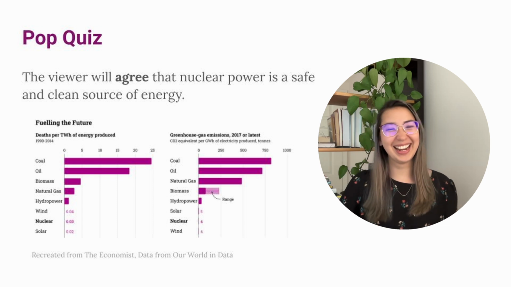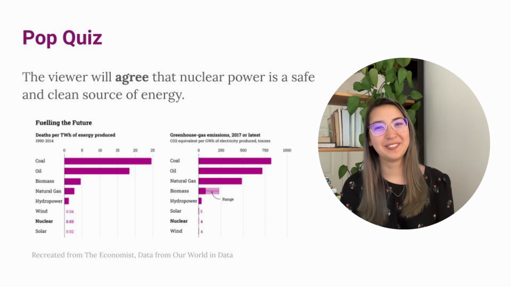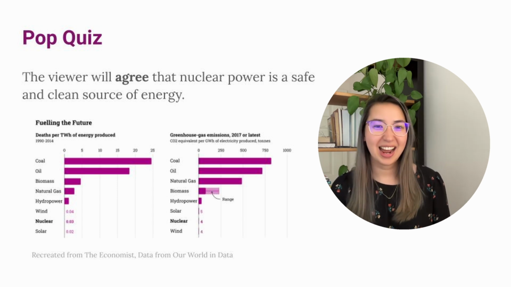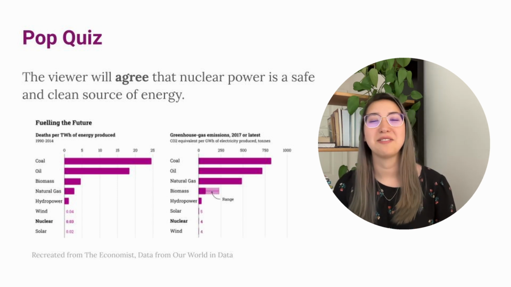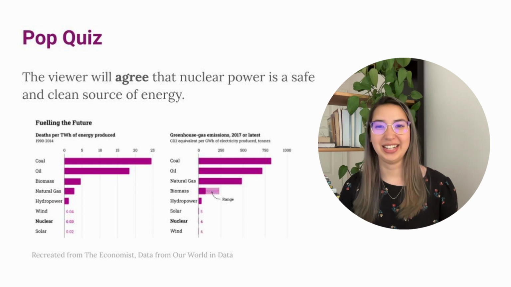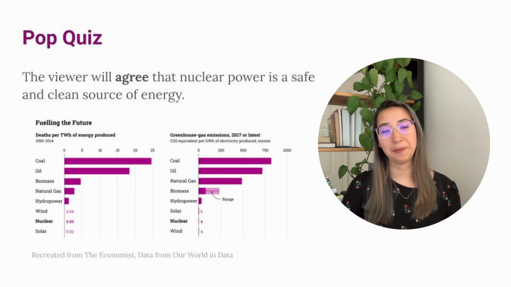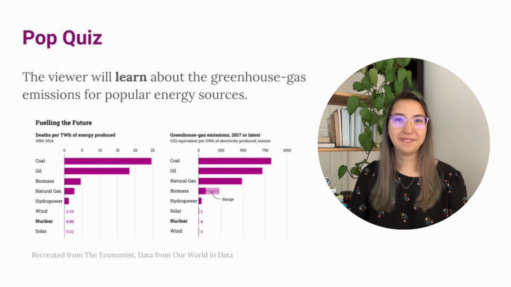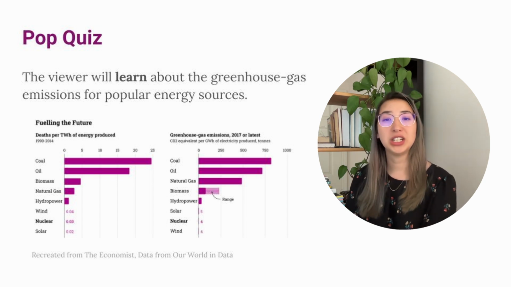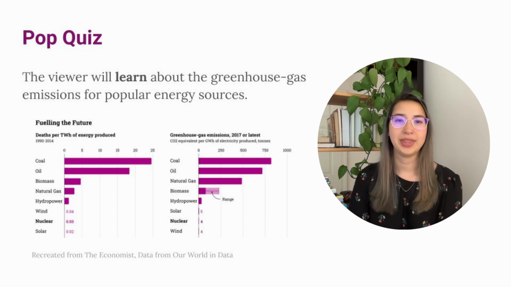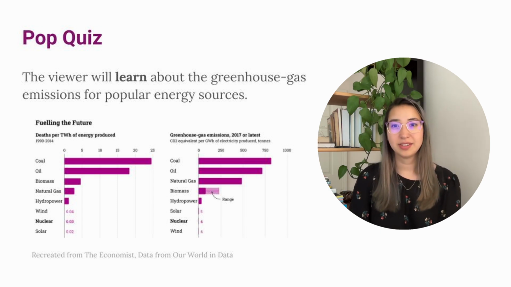It's a good one. It's an affective objective. The descriptors safe and clean are appraisals that are evaluating nuclear power as good. Agree is a verb from the affective taxonomy. Okay, the next one is the viewer will learn about the greenhouse gas emissions in popular energy sources. Is this a good learning objective?